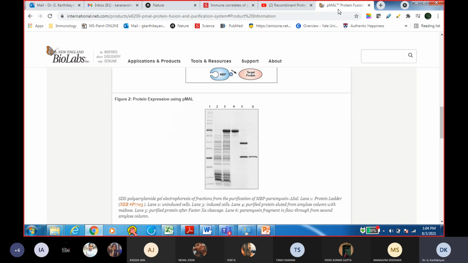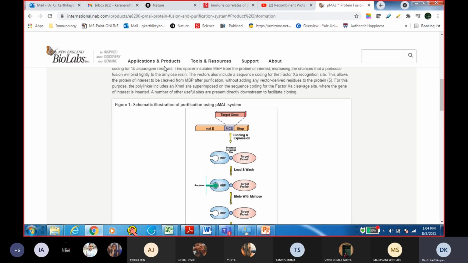So last, I just thought that we should look at this pMAL system, which is from New England Biolabs. Okay, it comes with a vector, which is driven by the malE promoter. It has a multiple cloning site where you can clone your target gene, and when you express it, it will express as a fusion protein between maltose binding protein and your target protein, along with a small linker that links these two together.